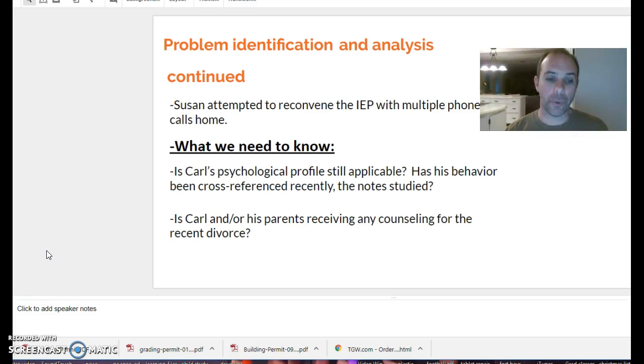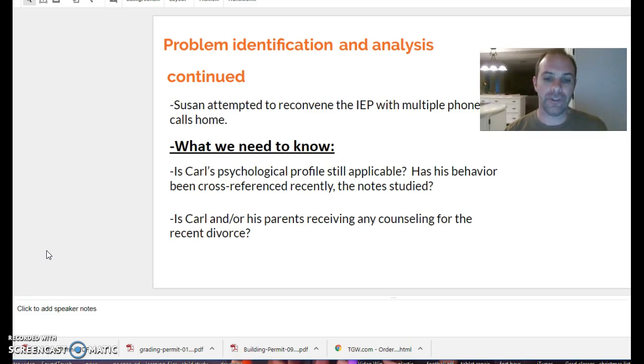So on top of that, what we need to know is, is Carl's psychological profile that they have on file still applicable? Is it current, or does it need to be redone? Does it need to be reevaluated? Has his behavior been cross-referenced recently? Are the notes from years ago? We don't know how old the file is or what actually is in that file.